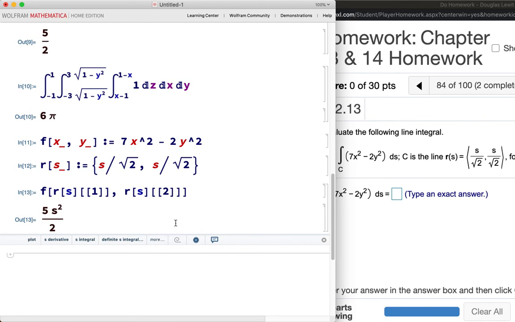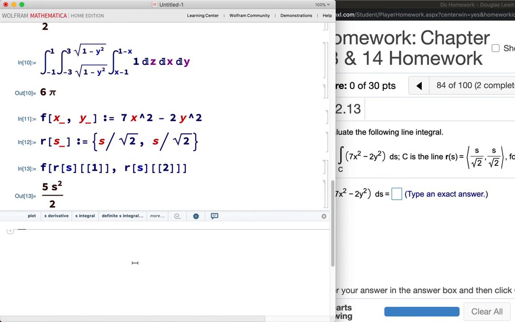However, when you're doing line integrals, here's the trick. You have to take the derivative of these components. You have to take the derivative of the x component, which of course is 1 over the square root of 2, and here again the derivative is 1 over the square root of 2. But then on top of that, you need to take the magnitude of that quantity. Now, how would you do that in Mathematica? It's really not that hard.